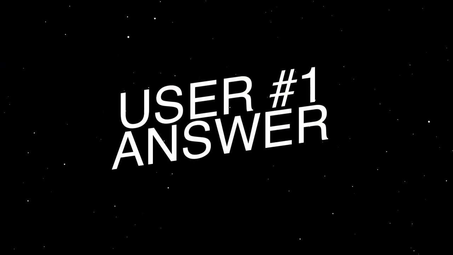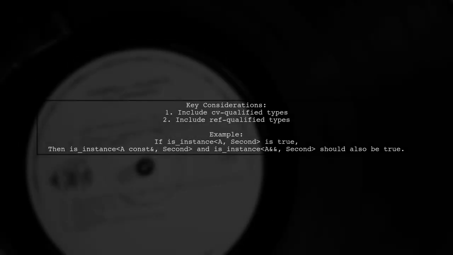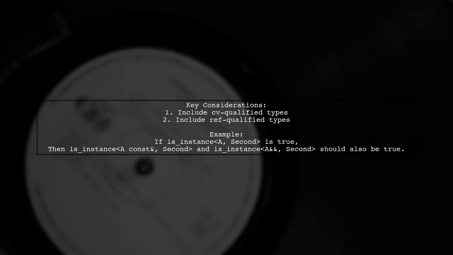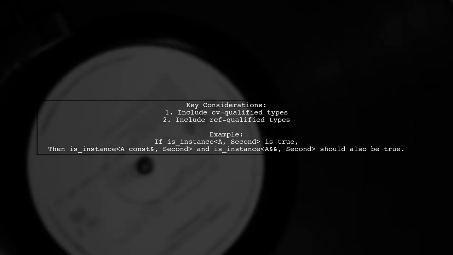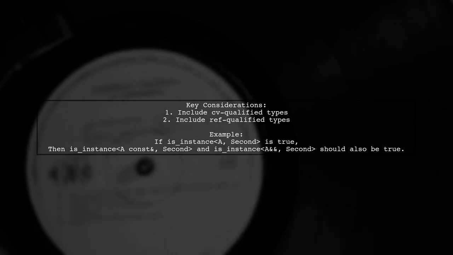Let's now look at a user-suggested answer. To determine if a template type is an instance of a template class, it's important to consider all CV-qualified and ref-qualified types. This means that if a type is an instance, its const and reference variants should also be recognized.